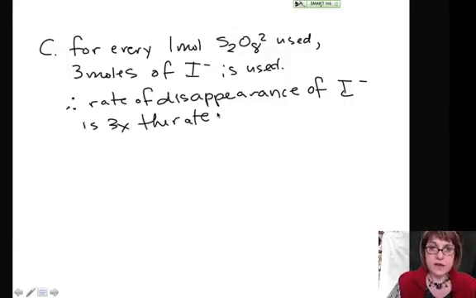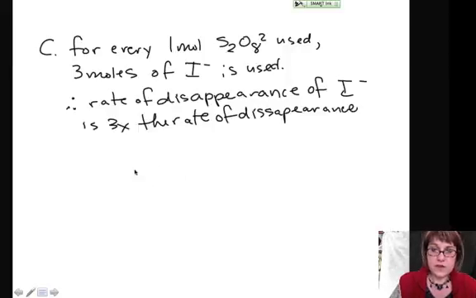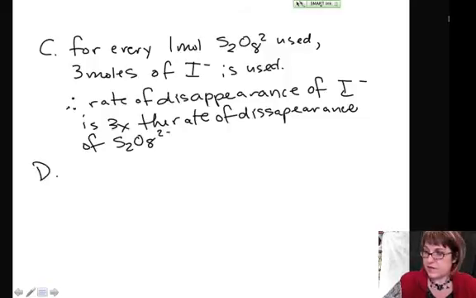Remember the graphs we saw in the last podcast? This is where that all came from. As the concentration of thiosulfate goes down, the concentration of iodide goes down 3 times as fast. Last question, part D.